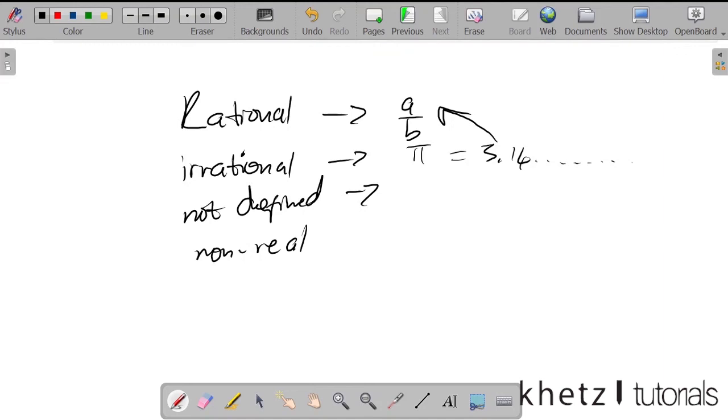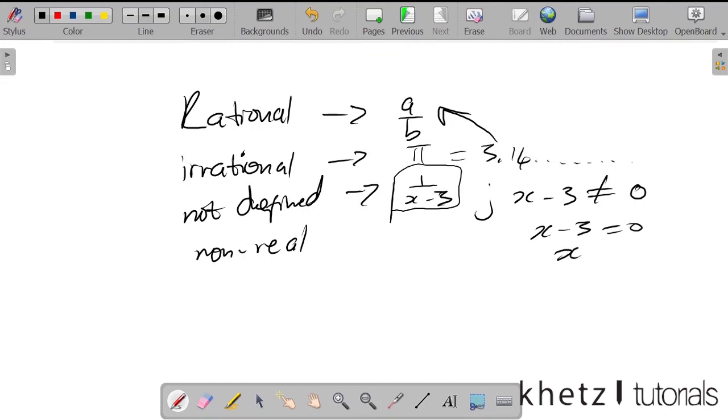Now, when something is not defined, let's say you had 1 divided by x subtract 3, that is basically when the denominator is equal to 0. So x subtract 3 cannot be equal to 0. So if you're asked to find the values of x where this is undefined, you basically just say x subtract 3 is equal to 0, so x is equal to 3. So x cannot be equal to 3 because at that point this equation would be undefined.